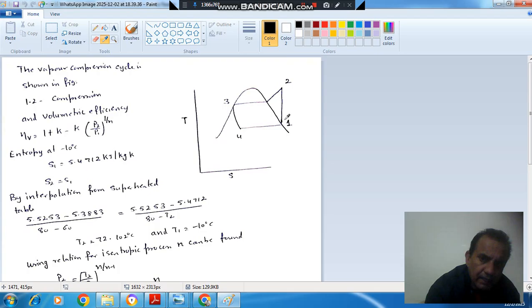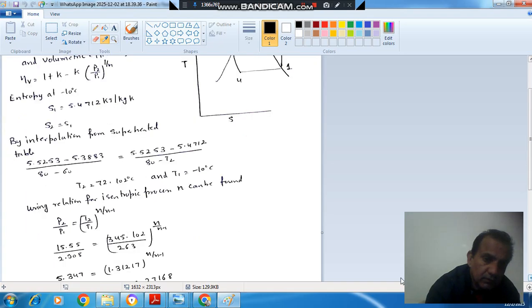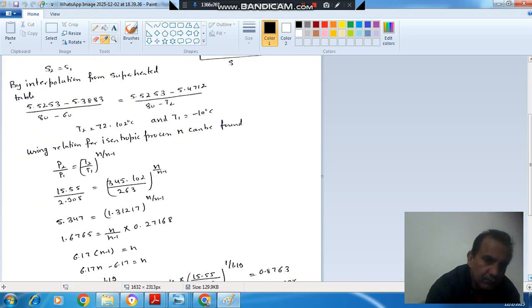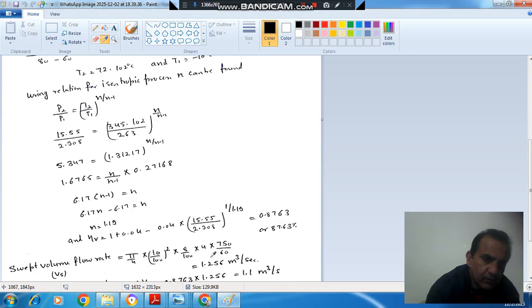So now as this is an isentropic process, or you can say polytropic process, the relation is P2 by P1 is equal to (T2 by T1) raised to n by n minus 1. P2 is known, P1 is known, T2 is known, T1 is known. So we just need to find out N. That can be found by taking ln on both sides. So ln of this is 1.6765, and for this it is 0.27168. So from this N will come out as 1.19 or 1.24.